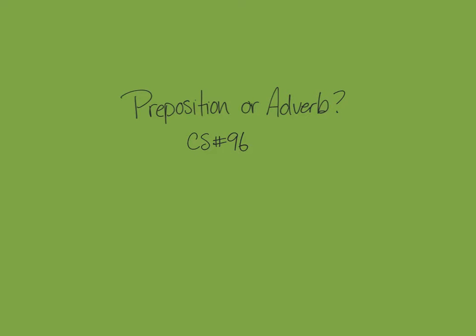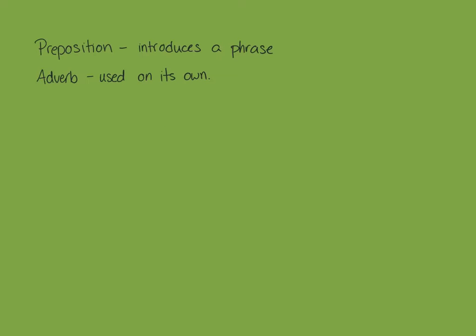Today's lesson is on prepositions versus adverbs, and it can be found in CS number 96. Often, the same word can be used as both a preposition and an adverb. To tell the difference, the easiest way is to look at where it's being used. So if it's introducing a phrase, it's often a preposition, and if it's used on its own, it's usually an adverb. So I'll give you some examples to show what this means.